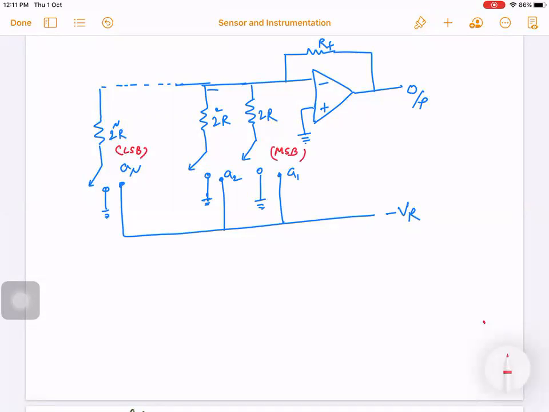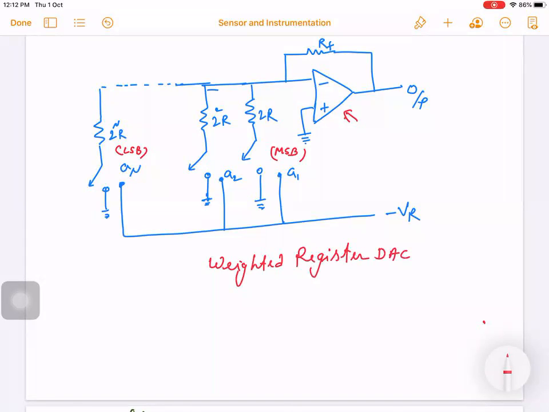So just draw this diagram. In this diagram, we are using one op-amp over here, so this is your operational amplifier. And as the name suggests, name हमारा क्या है? Weighted resistor DAC. So weighted resistor digital to analog converter.